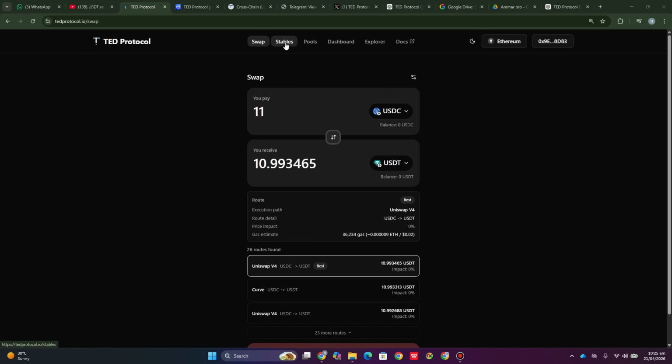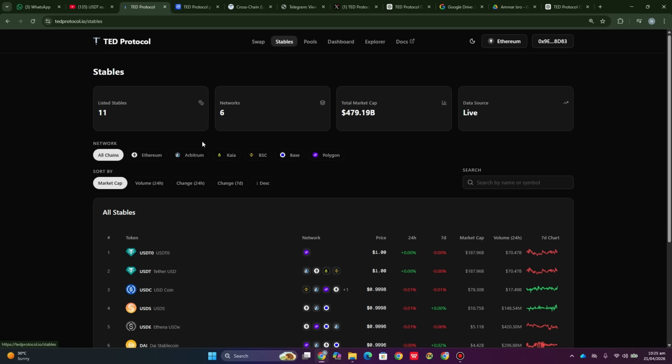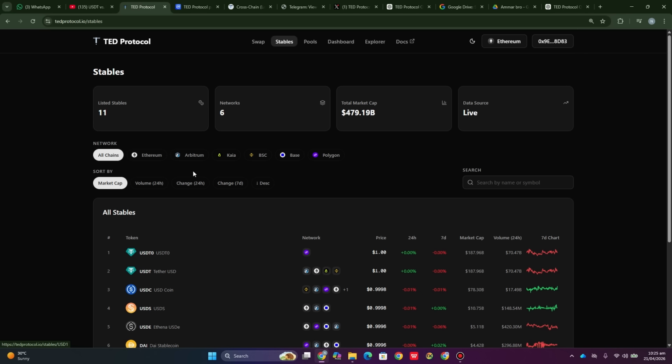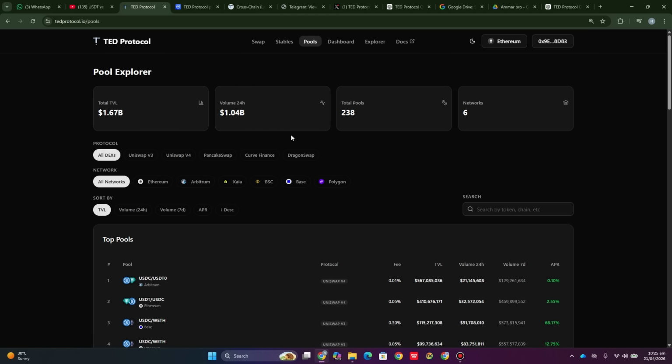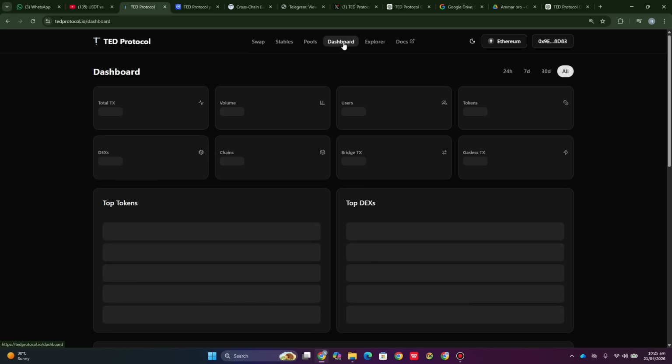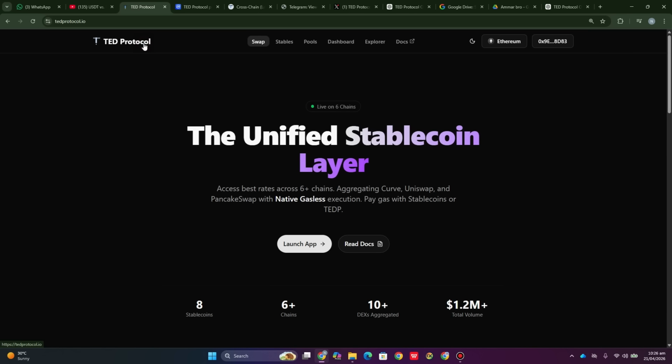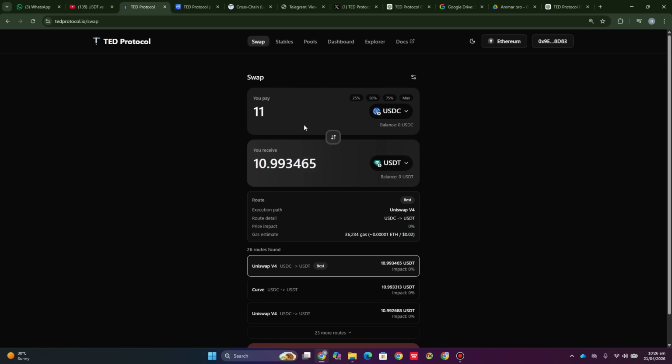Next is stables. If you want to know about the stables already listed, you can check them on TED protocol, along with multiple chains, and everything about their pools can be explored here. This is your dashboard, where you can see how many transactions have been done, and you can check complete information about their platform. You can launch the app, and it will give you all these functions. So I hope you understand how it works in a safe way.